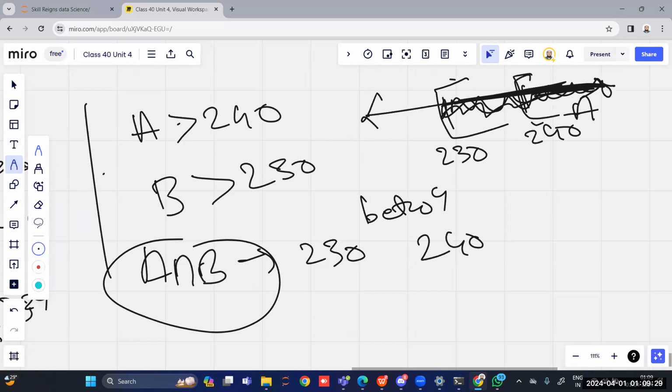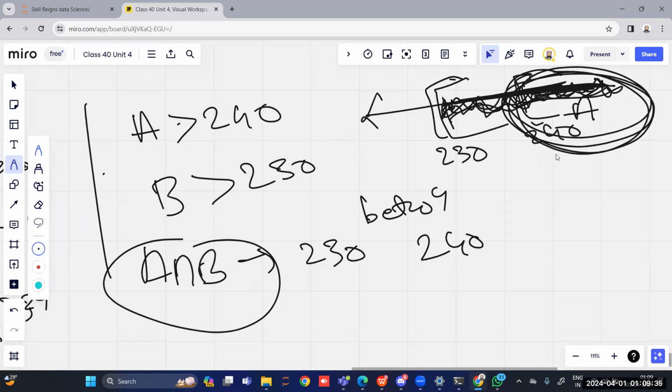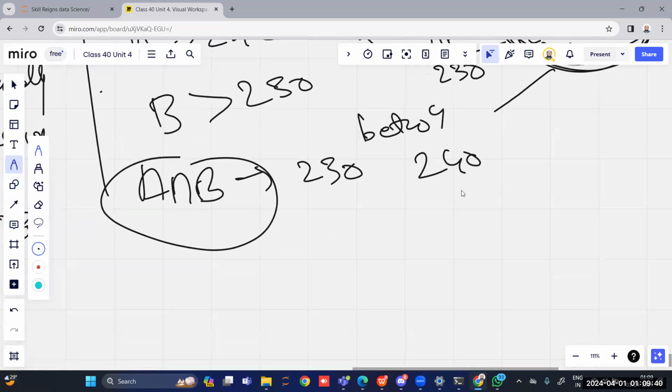Yes. Now it will not intersect. Yes or no? Now, what is the intersection? This part. Yes or no? All this will fall in the intersection, correct? We can give one more condition.